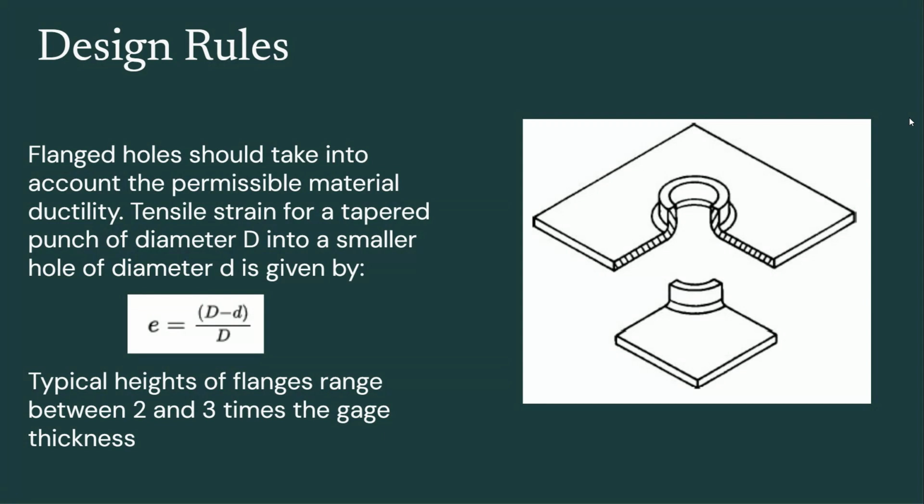Obviously this depends on the materials, but typical heights of flanges will range between 2 and 3 times the thickness of the gauge of the sheet. So the choice of the thickness of gauge is affecting a lot of design considerations.